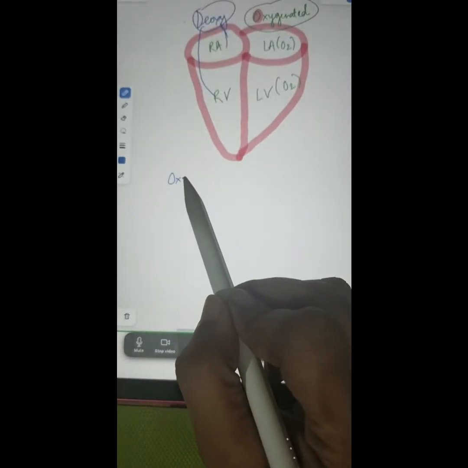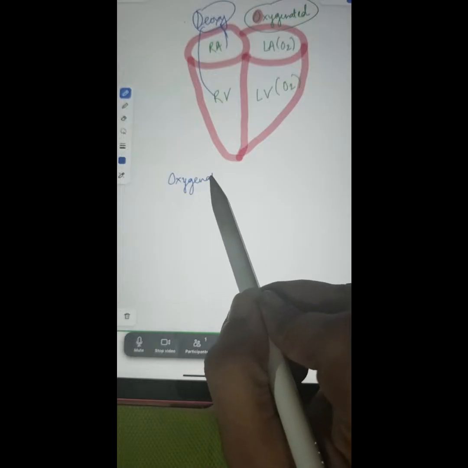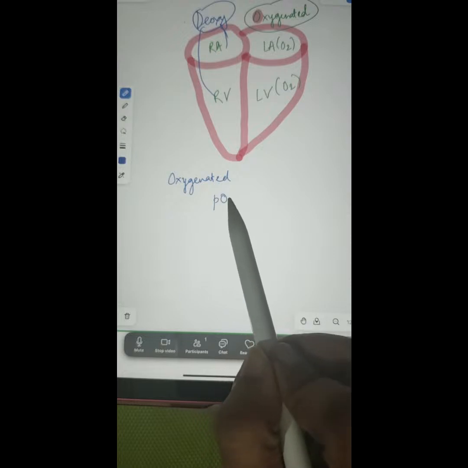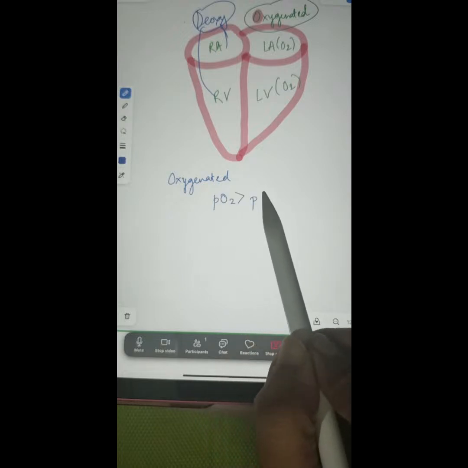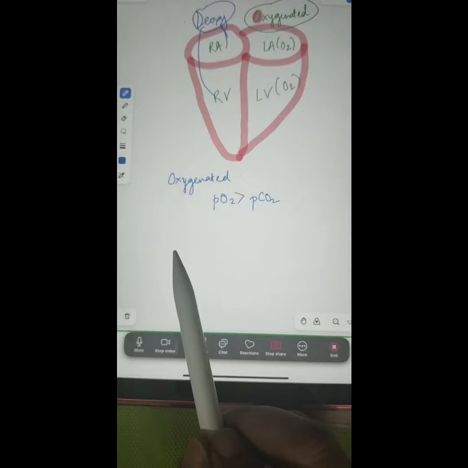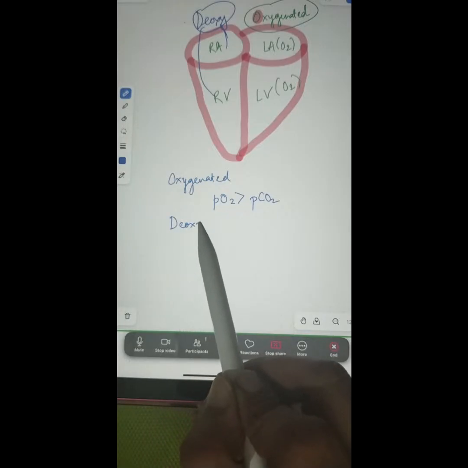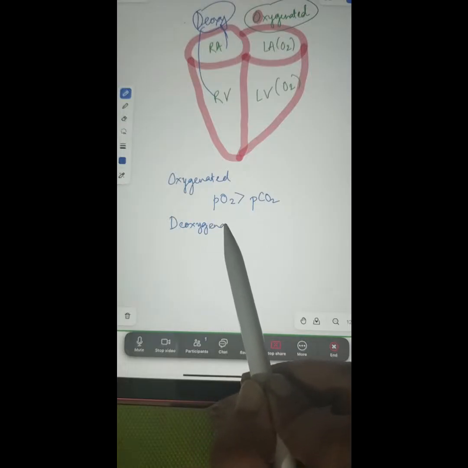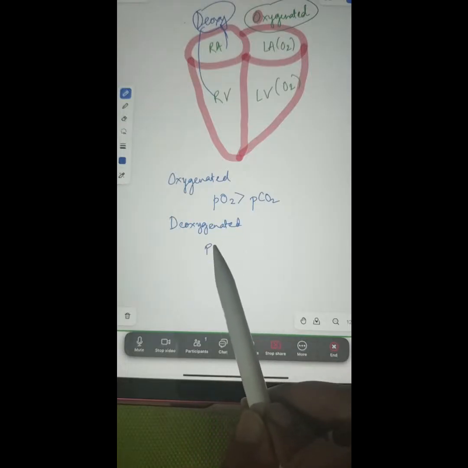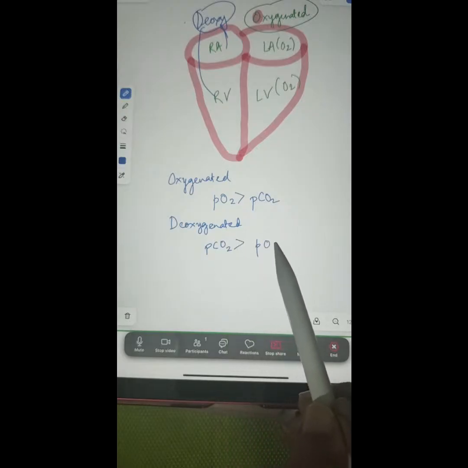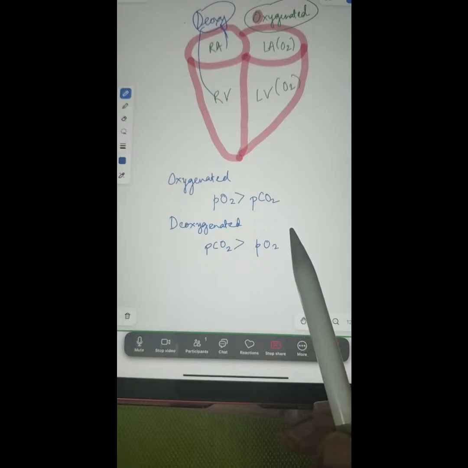Remember, students, whenever we are talking about oxygenated blood, we mean that here the partial pressure of oxygen is greater than the partial pressure of CO2. In simple words, we have more oxygen in the blood if the blood is oxygenated. And in case we are talking about deoxygenated blood, then the partial pressure or the carbon dioxide content is greater than the oxygen.